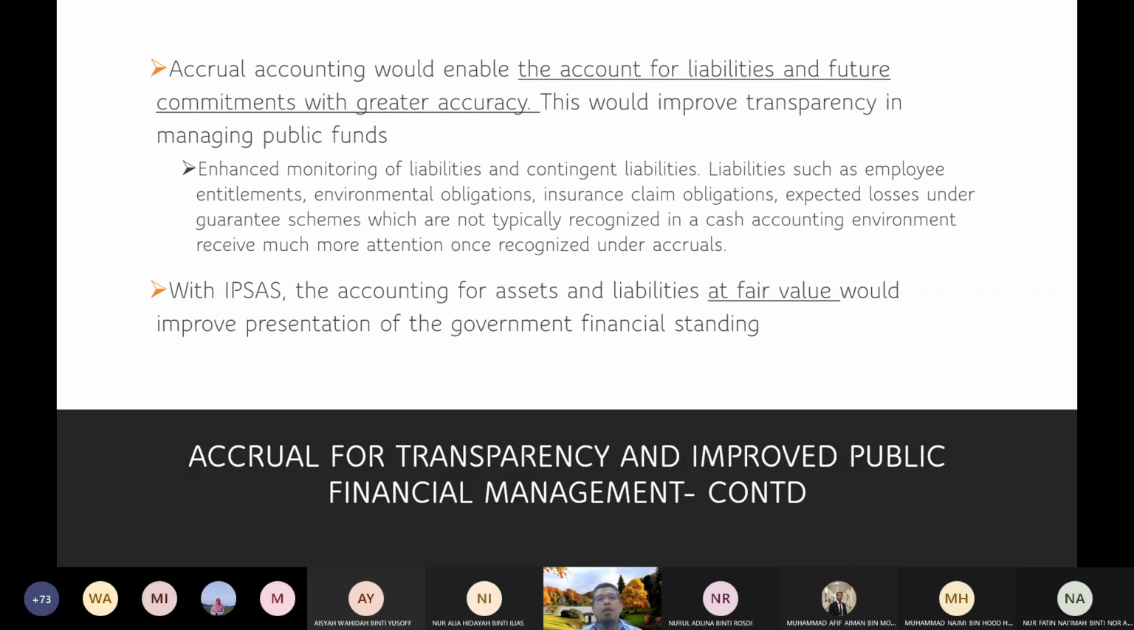With IPSAS, accounting for assets and liabilities at fair value would improve the presentation of the government's financial standing, I think. So you can see that similar to the emphasis of IFRS or MFRS on fair value, IPSAS, as an offshoot of that applied to public sector accounting settings, also places the emphasis on fair value.